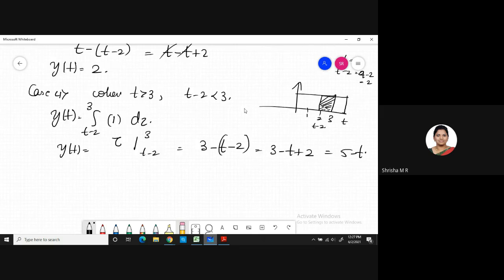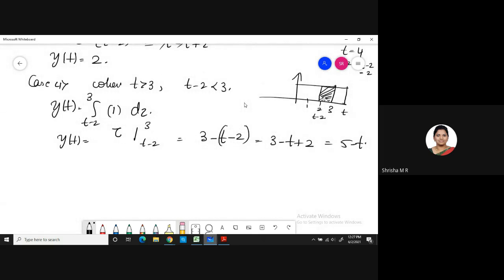Clear, everyone? Yes, ma'am. T has crossed that 3. At instant 3, t is beyond this 3, whereas t minus 2 is less than 3. So at that time you can see the overlapping space to be t minus 2 to 3 only. That is the only overlapping space, so we have taken the limits of the integral as t minus 2 to 3.